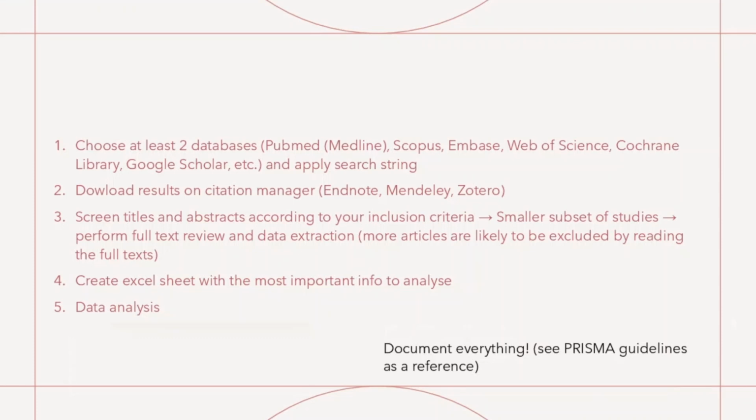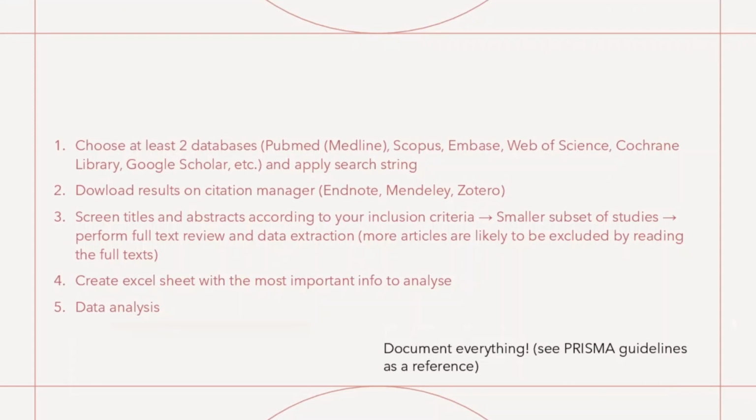Then the next step is to download the results on a citation manager, and there are many which are widely available. They are mostly free to download, and you can download any of them according to your preference. I personally use the last one, which I think is very straightforward, but you can use Mendeley or EndNote as you wish. Then after you have downloaded your results on a citation manager, you have to screen the titles and abstracts according to your inclusion criteria so that your subset of results will become smaller.